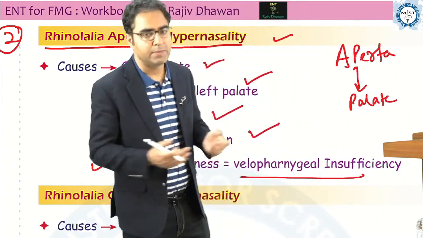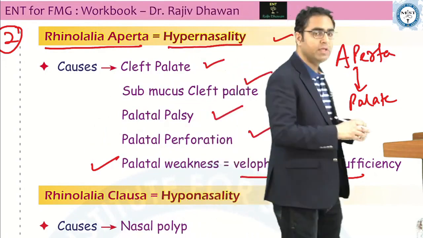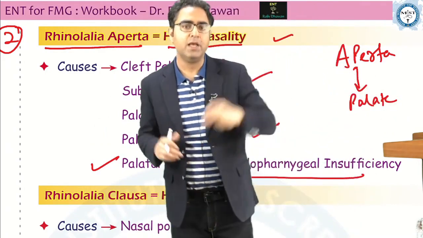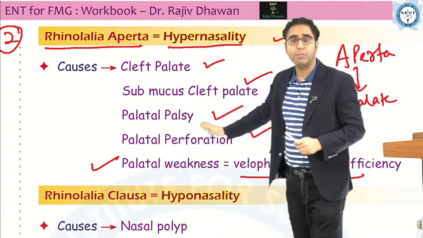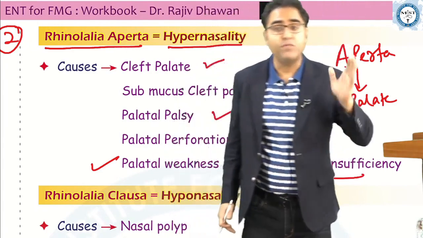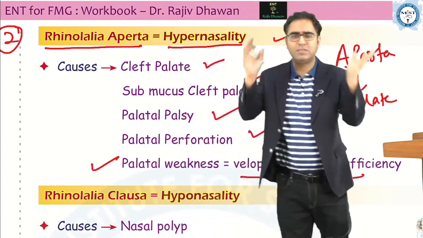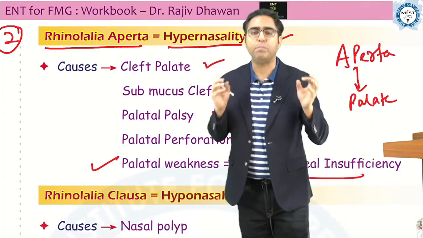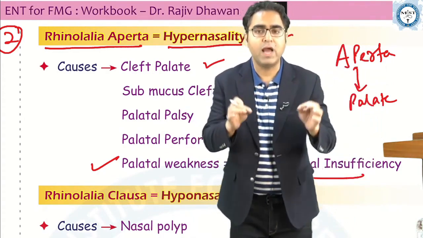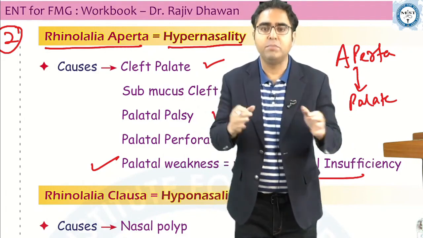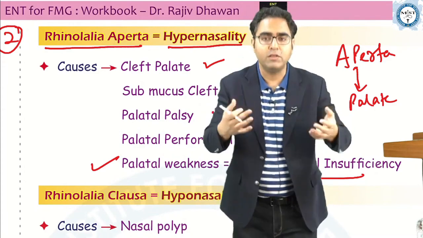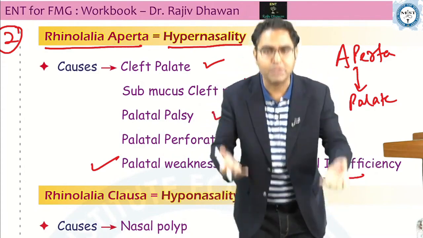Let us revise once again, beta. The causes of rhinolalia aperta, everything palate. Number 1, cleft palate. Number 2, submucous cleft palate. Number 3, palatal paralysis. Number 4, palatal perforation. And number 5, palatal weakness, also called velopharyngeal insufficiency. My basic rule to remember is aperta has a P for palate. Any problem of palate will mix the nose with the mouth air, so it will be hypernasality of the voice. Means the nose will become more dominant, beta.